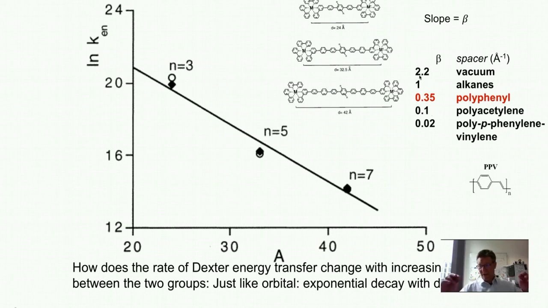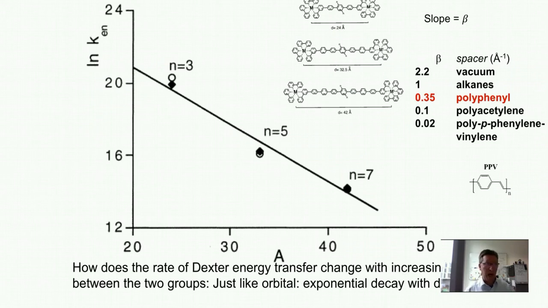So if there is vacuum in between your donor and acceptor, it does not conduct or help the transfer process at all. So the beta factor is very high. If you put in between your donor and acceptor something like polyparaphenylene, this conductive polymer, then you can get very low beta values. And of course, if your beta value is 0, then your line is straight. Then your rate does not change if you increase the distance.